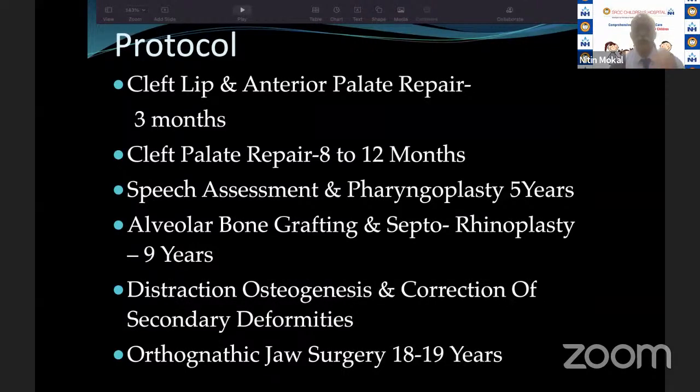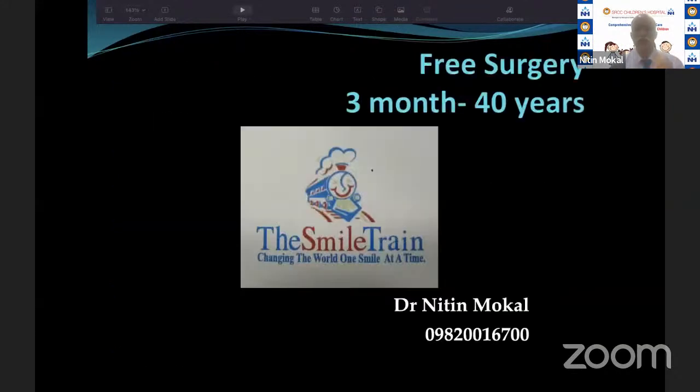an orthodontist. Distraction osteogenesis for correction of the severe secondary deformities and orthognathic jaw surgeries after 18 to 19 years, and lip, nose and other soft tissue surgeries after that.